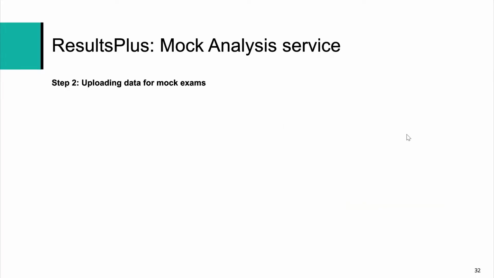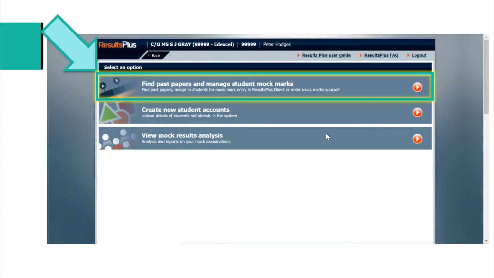So in step 1, we uploaded our class data, and now what we're going to do is upload the data for the mock exam that we would have undertaken in the classroom setting. So we might have done a mock for year 10 or year 11, and we're going to upload the data, the scores for each of those individual questions. So we go back into the ResultsPlus service, and this time we're going to choose this option here, Find Past Papers and Manage Student Mock Marks.